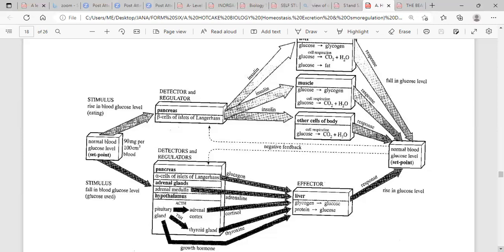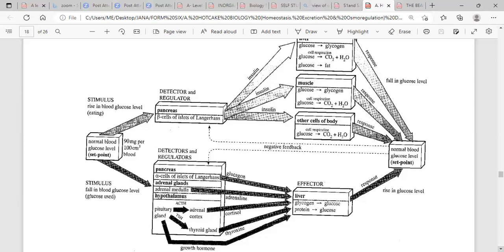If it is low, still we are seeing all these taking place. When it is low, you expect to have the effect of glucagon hormone, adrenaline by the adrenal medulla. Then you have the anterior pituitary gland, which stimulates the adrenal cortex to release the hormone cortisol. Then you have the thyroid gland releasing thyroxine hormone and also the growth hormone.